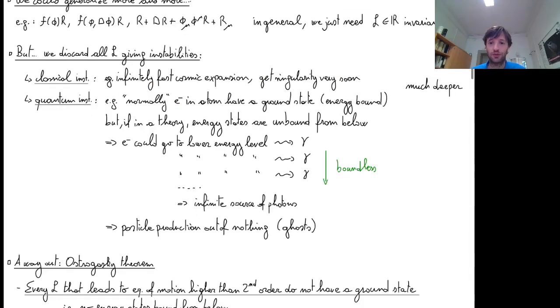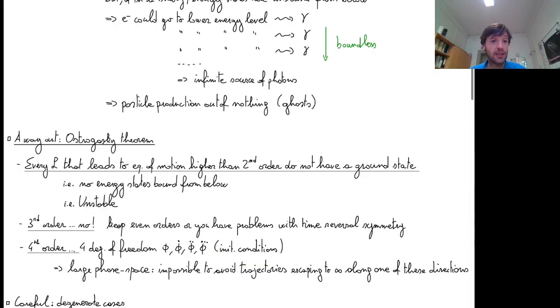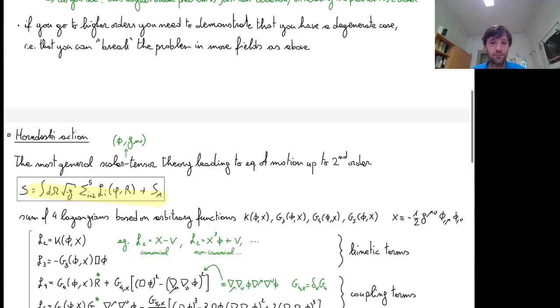Now that we know that we want only second order differential equations, such as to avoid ghosts, we can ask ourselves, what is the most general Lagrangian that satisfies this condition? Well, it's this one. Okay? It's this one that has been first put together by Horndeski. Horndeski was a physicist, well, actually still alive, so he is a physicist, and he defined this action.